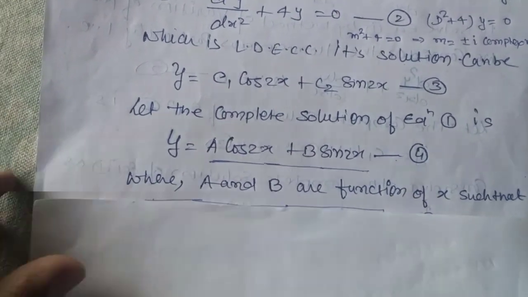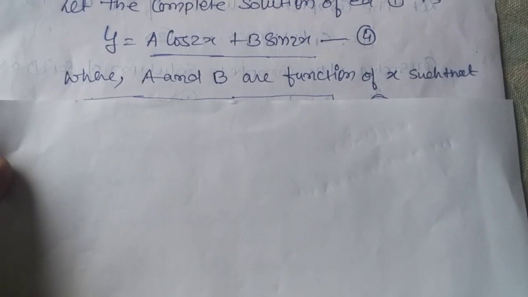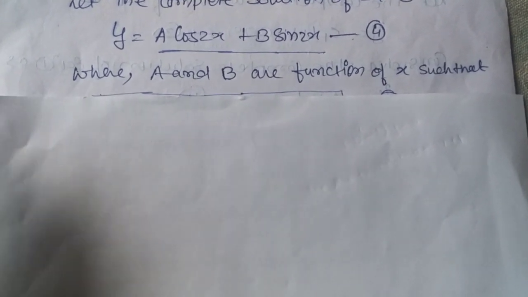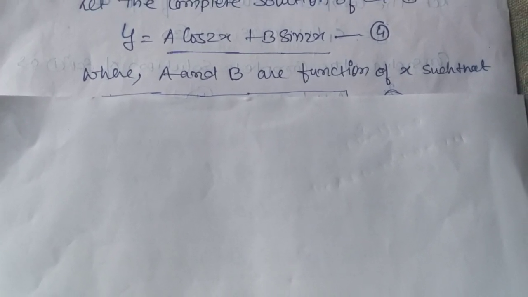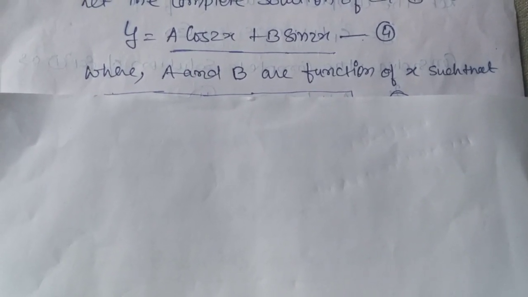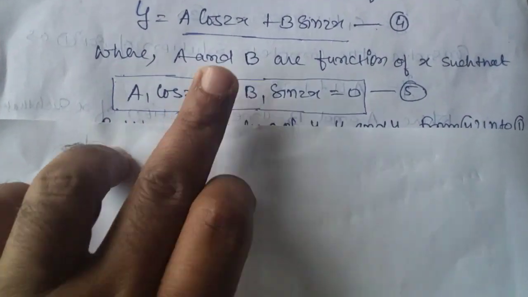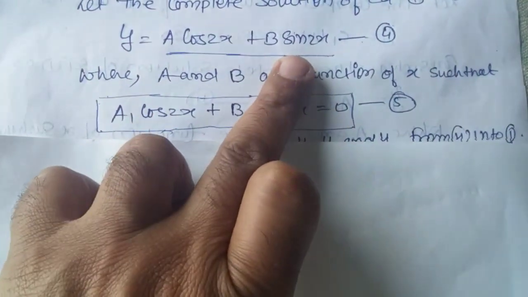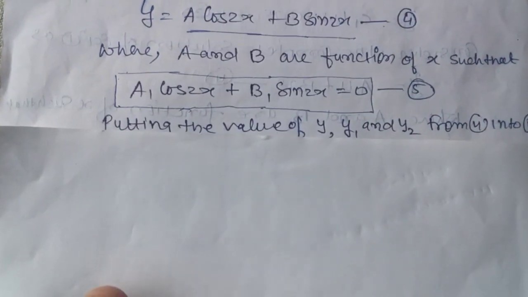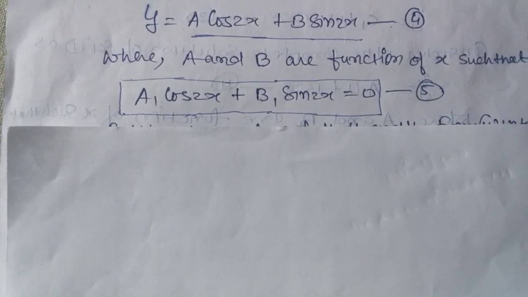Now A and B are arbitrary functions of x satisfying a condition. And what is the condition? The condition is A1 u plus B1 v equal to 0. So A1 u, where u is cos 2x, plus B1 v, where v is sin 2x. So the condition is A1 u plus B1 v equal to 0.